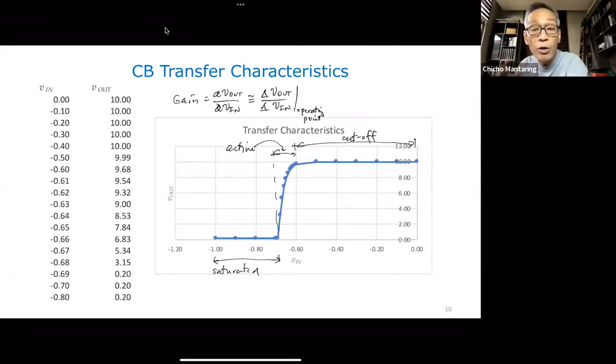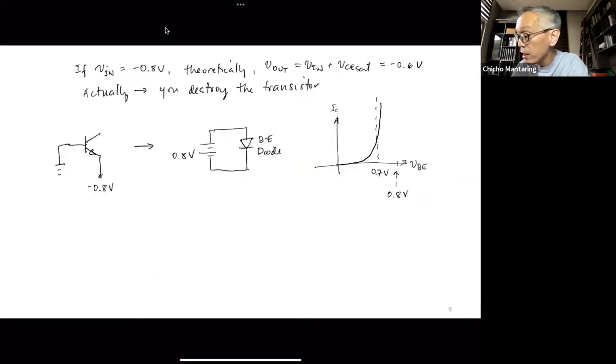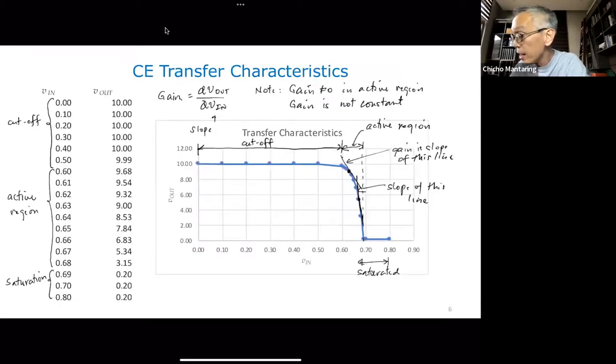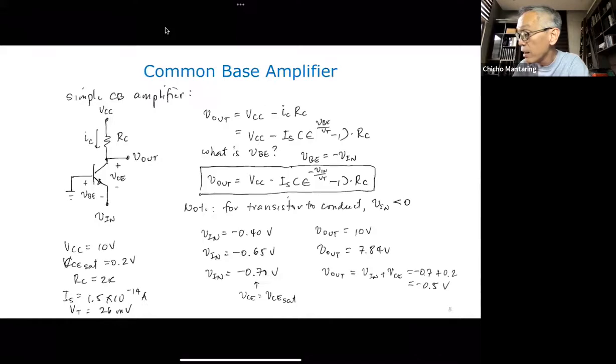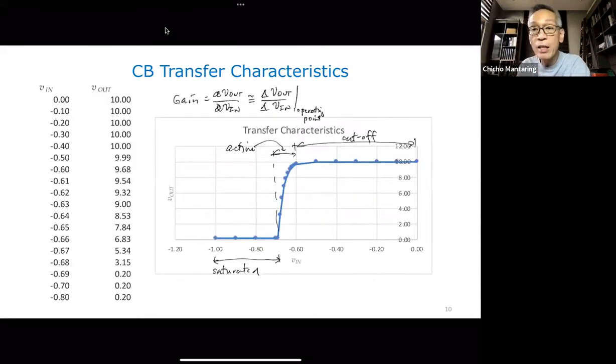Now, taking a look at this graph, how does the gain of this amplifier compare with the gain of your common emitter amplifier? Can somebody tell me? So this is the gain of my common base amplifier. This is the gain of my common emitter amplifier. How does the gain compare?